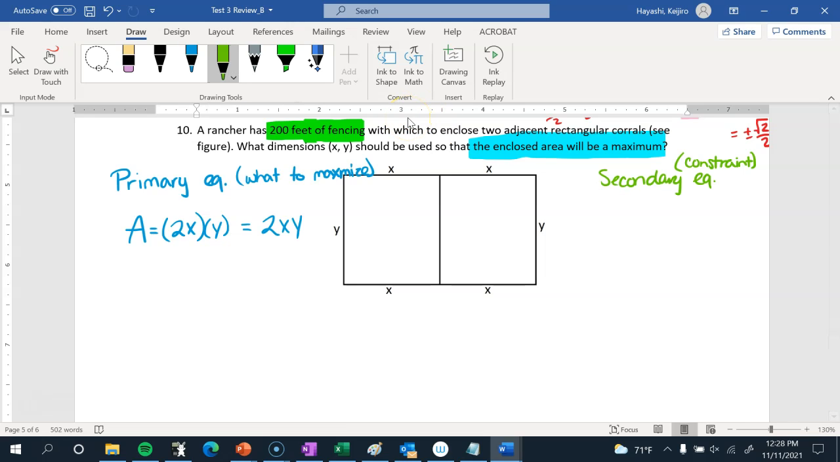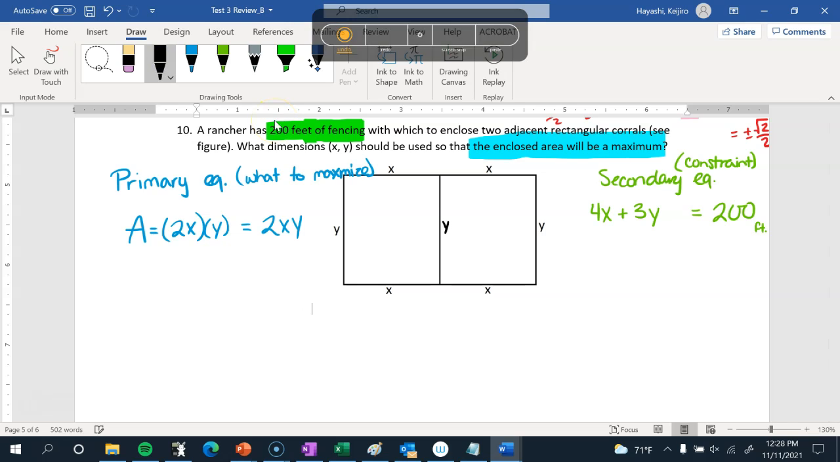And so taking that and looking at the shape, the secondary equation should be that some expression is going to equal 200 feet, right? But describing the amount of fencing used in terms of the variables here, that's going to be 4 lengths of x plus 3 lengths of y, because it's not labeled, but this middle length is also of length y. So there are 4 of these x lengths and 3 of these y lengths.